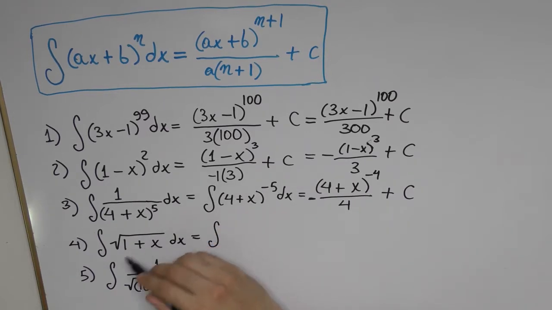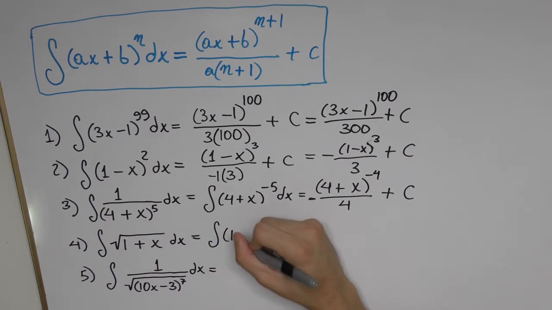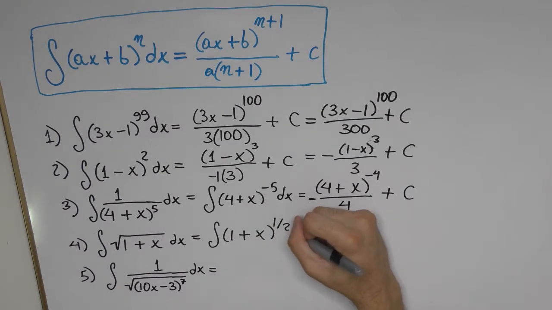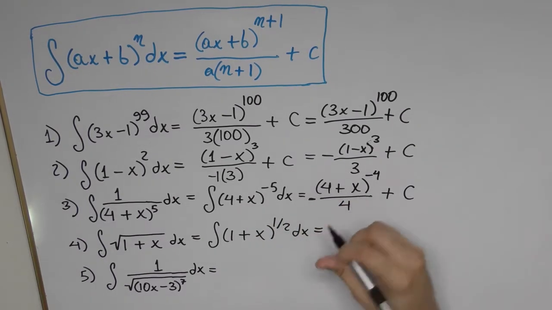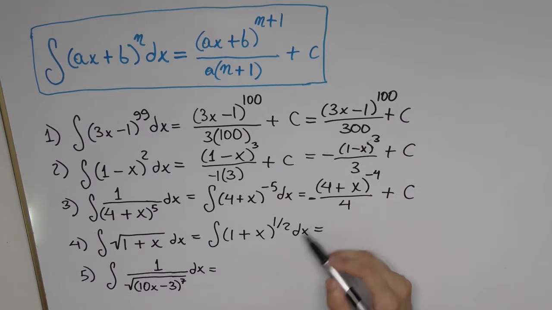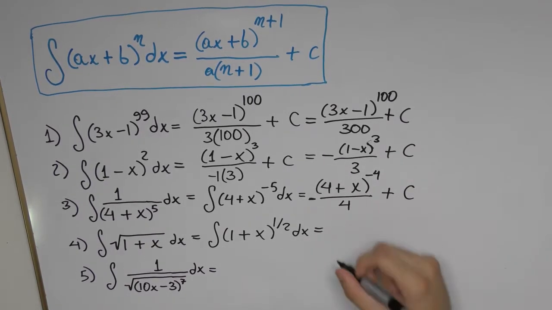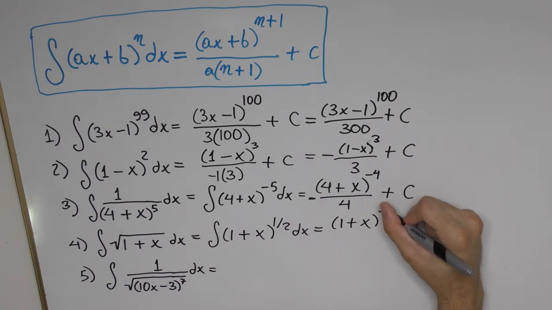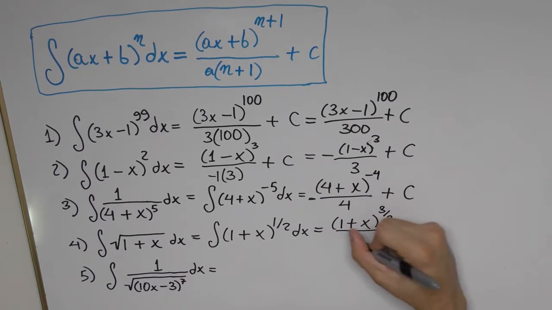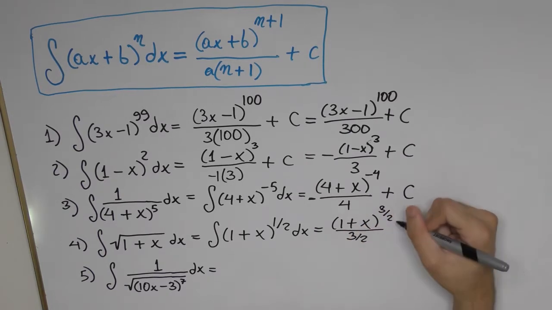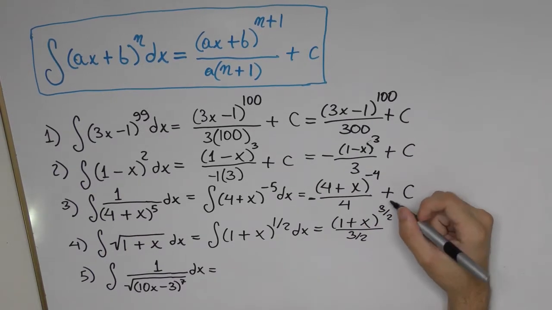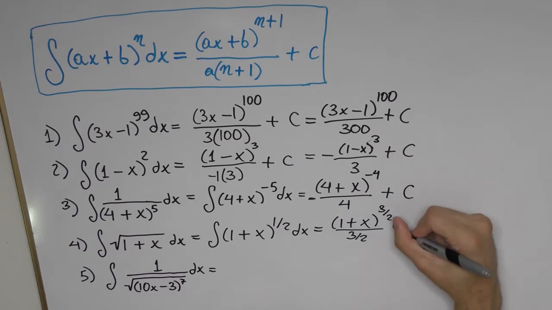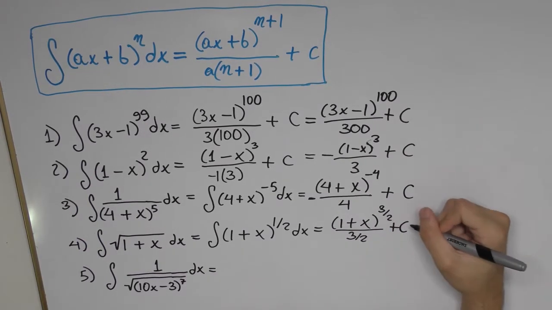We can first of all start off by writing it in the alternative form, 1 plus x to the power of half dx. And now we have a power of half, so all we need to do is add 1. So we're going to write 1 plus x to the power of 3 on 2 divided by 3 on 2. And now this is going to be multiplied by the constant in front of x, which is just 1 in this case. And then we add the constant c.